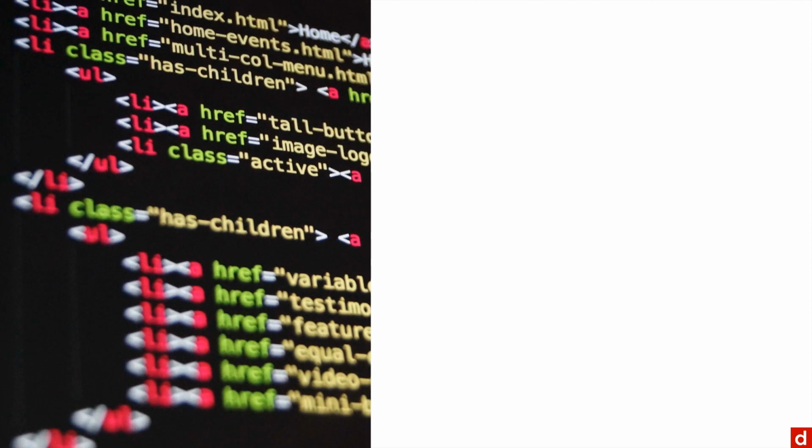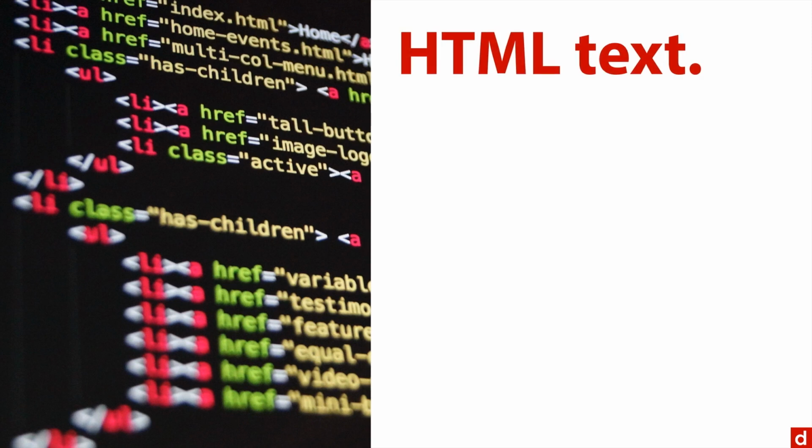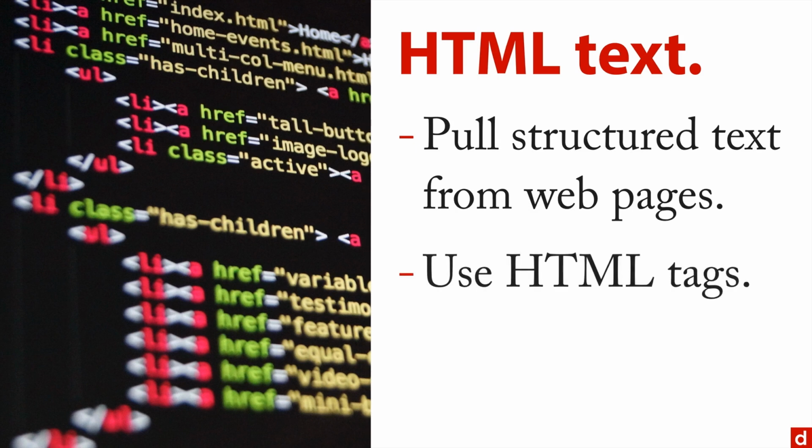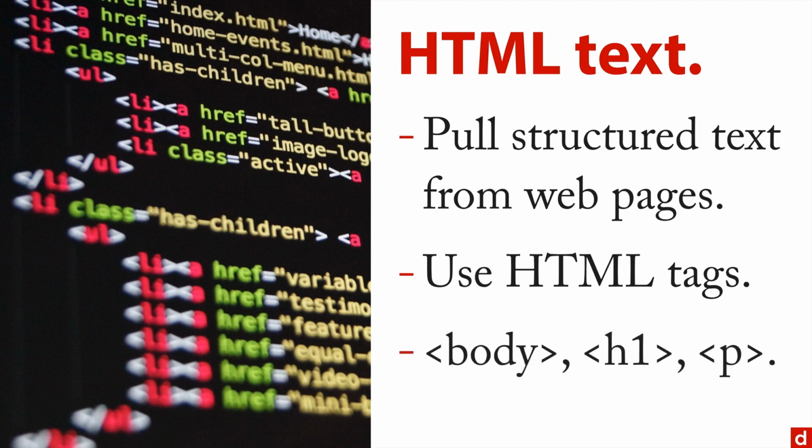Now, what you're going to do is you're going to be looking for information on the web page. If you're looking for HTML text, what you're going to do is pull structured text from web pages, similar to how a reader view works in a browser. It uses HTML tags on the web page to identify what's the important information. So that's things like body and H1 for header 1 and P for paragraph in the angled brackets.